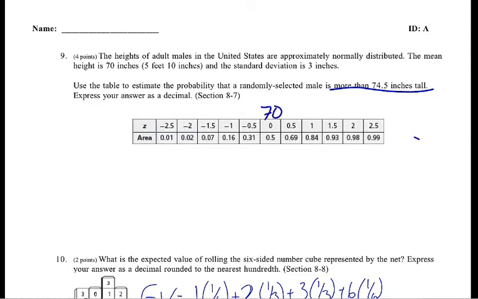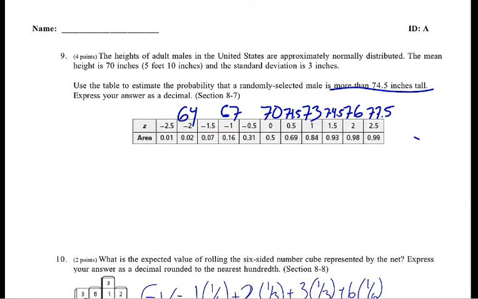We've got a standard deviation of 3, so that means one standard deviation up is 73, two standard deviations up is 76, one standard deviation down is 67, two standard deviations down is 64. Now we've also got a bunch of half standard deviations here, so halfway between 70 and 73 is 71.5, halfway between 73 and 76 is 74.5, and then 1.5 after 76 is 77.5.